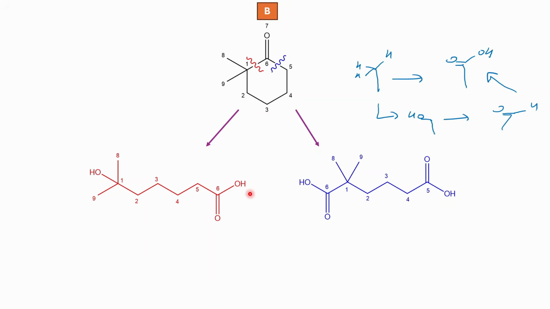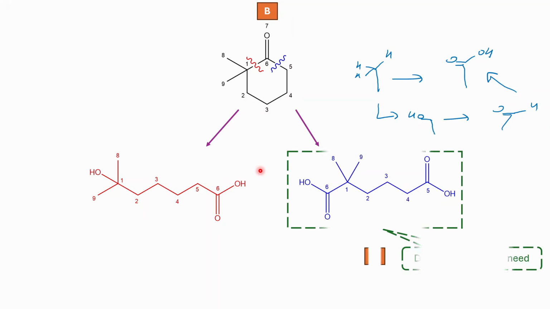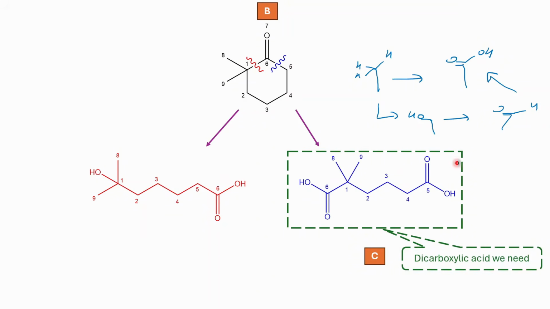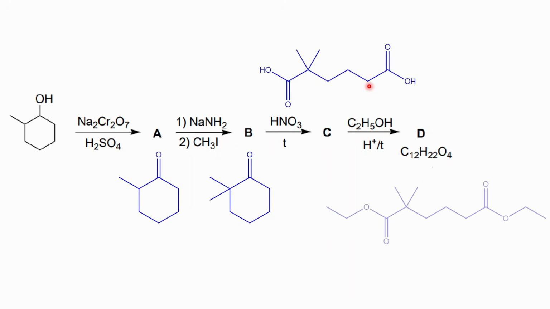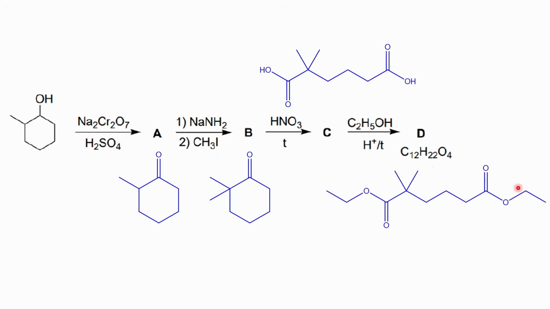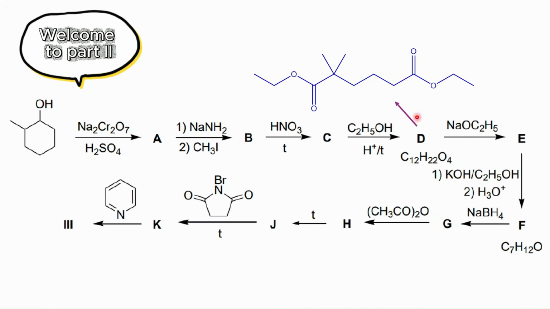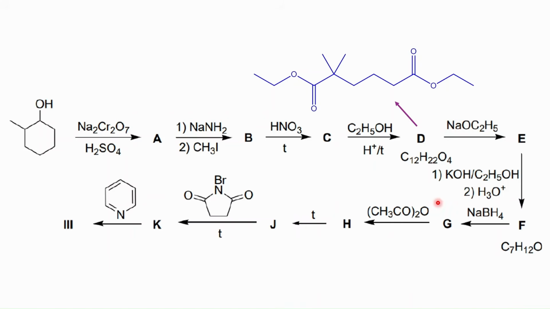And between these two possibilities, honestly, both of them are possible. But since we need the carboxylic acid, this one I will choose as the structure of compound C. So actually, without needing to look for the rest of the synthesis, we are able to find out the structure of C, which is the dicarboxylic acid, and the structure of compound D, which you can call the D ester. Now that we have a structure for compound D, let's solve the next part of the synthesis.